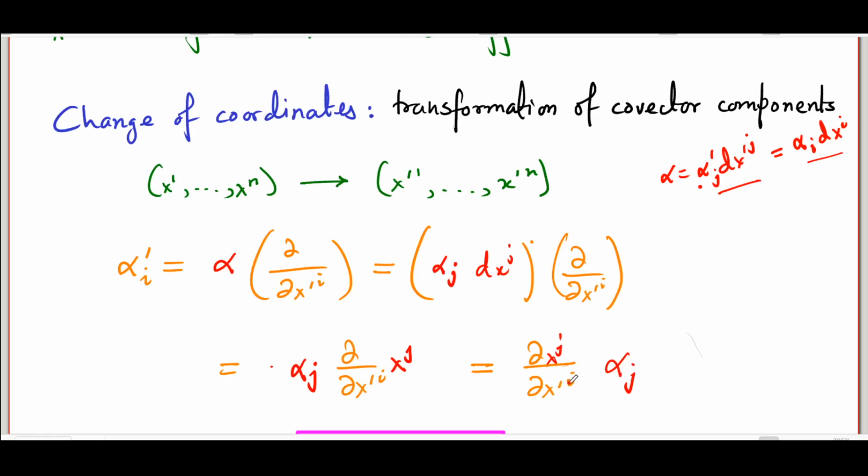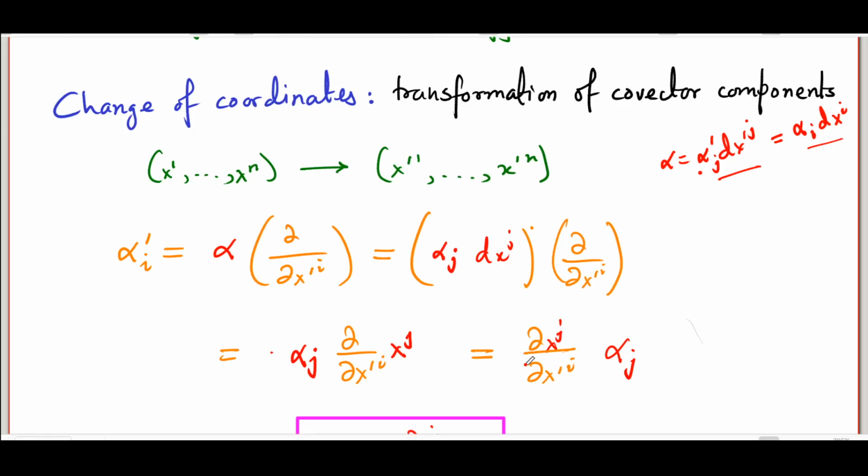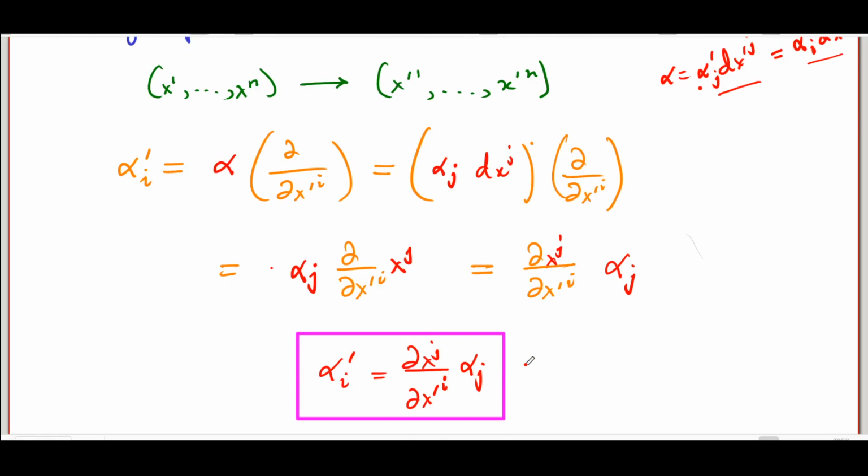So basically what you are doing is taking the jth original coordinate, using the transition function to actually figure out what it would look like as a function of the new coordinates, and taking the ith partial derivative of that. So the general transformation rule for covector field components is alpha prime i is del xj del x prime i alpha j.